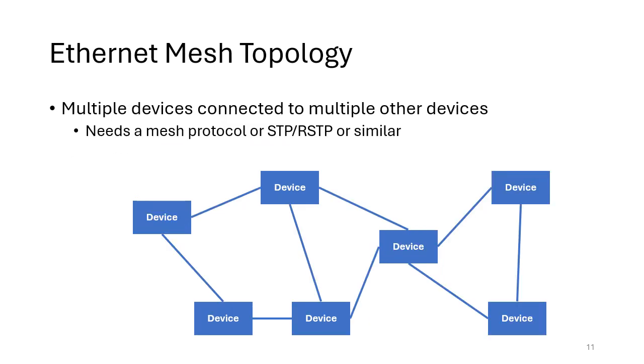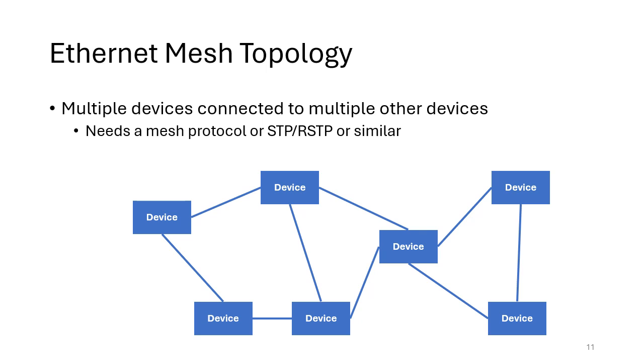Here is a mesh type network. With this, we have multiple devices connected to multiple other devices, and we don't really care what device connects to what other. The RSTP or other mesh protocols work out which devices have the best throughput, and they coordinate the network accordingly. But if one of those devices were to fail, the RSTP or the mesh protocol can reroute messages around that failed device.